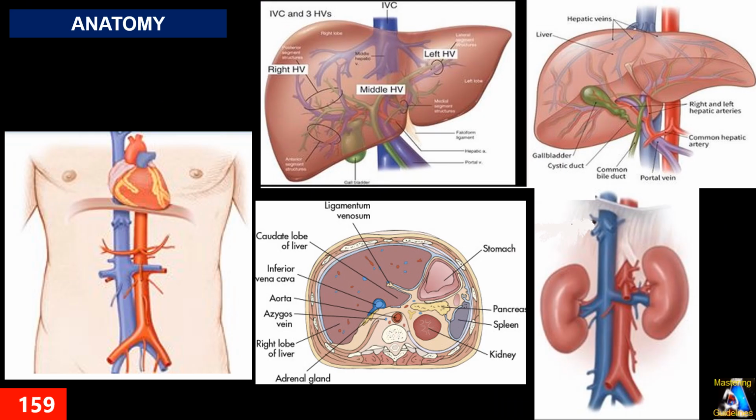Now let's do it. The size of the IVC and the change of its size during respiration give us a lot of important information about the hemodynamics of the patient, especially right atrial pressure and central venous pressure. In almost all echo studies, the evaluation and measurement of the IVC and its changes due to respiration is mandatory. Before that, let's first look very shortly at the anatomy of the IVC.